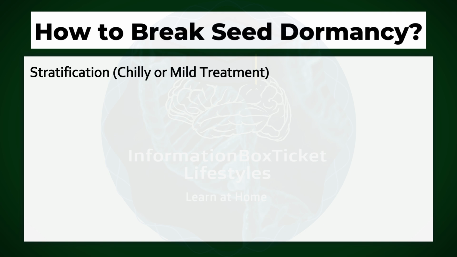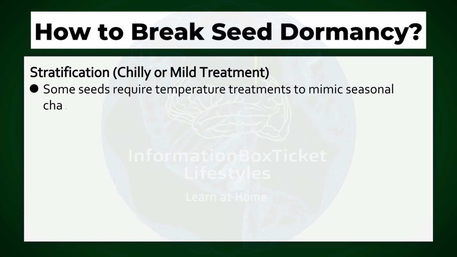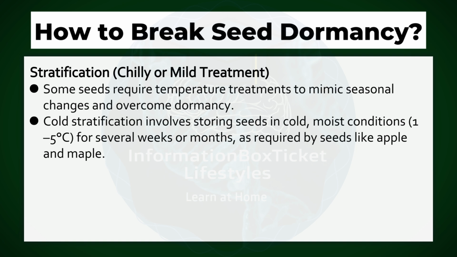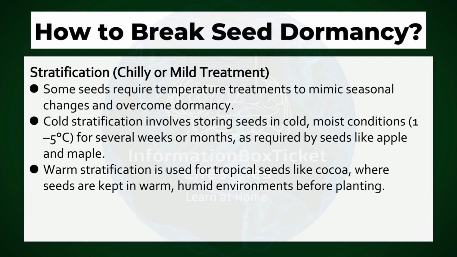Stratification, chilly or mild treatment. Some seeds require temperature treatments to mimic seasonal changes and overcome dormancy. Cold stratification involves storing seeds in cold, moist conditions, 1 to 5 degrees Celsius, for several weeks or months, as required by seeds like apple and maple. Warm stratification is used for tropical seeds like cocoa, where seeds are kept in warm, humid environments before planting.